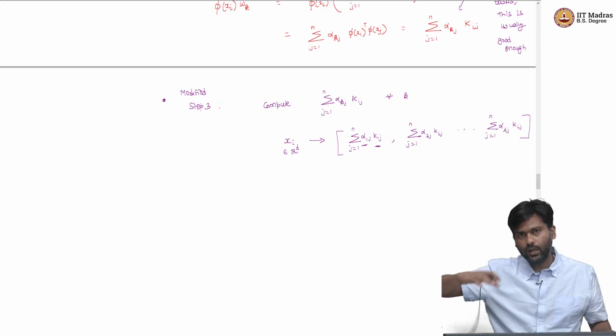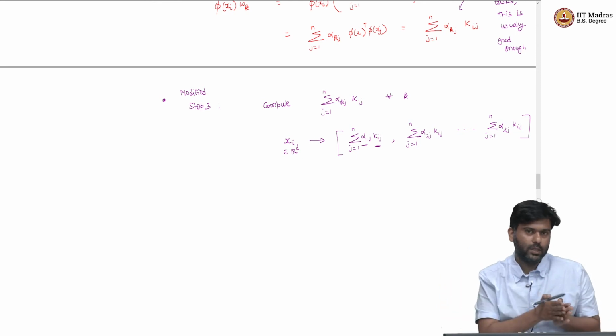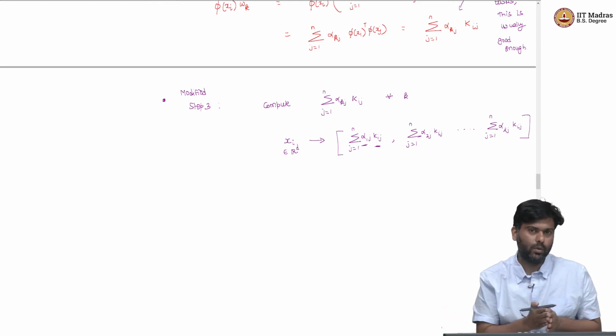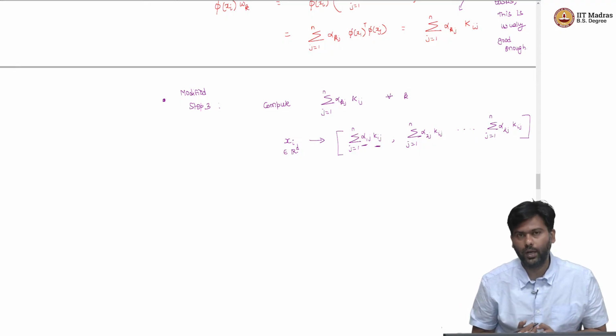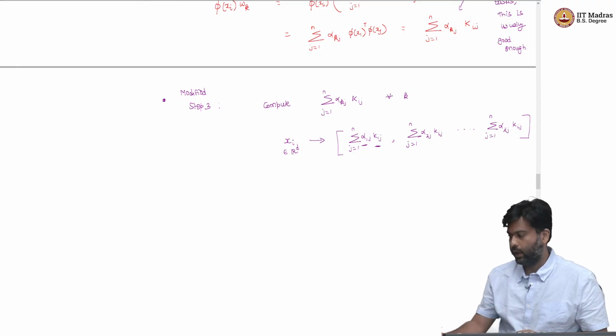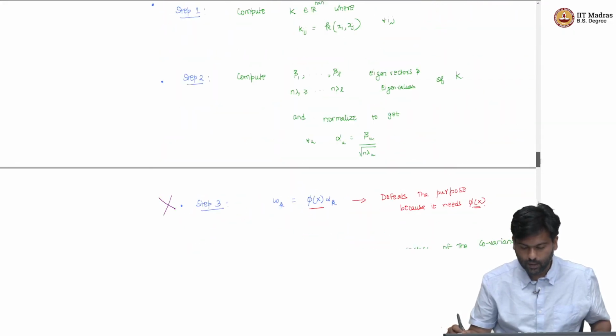It's a low dimensional representation of the mapped data points, but which means it might actually increase the original dimension to a higher dimension. Nevertheless, it might allow you to capture more complicated relationships. Okay. So, this is the general idea of kernel PCA.